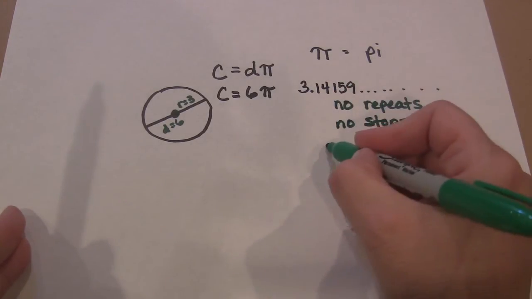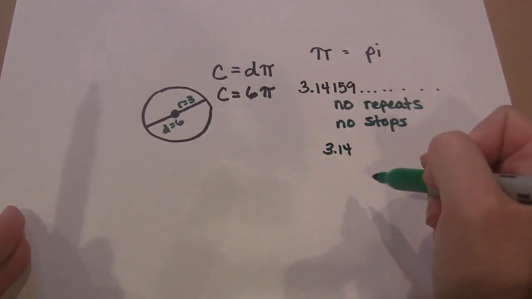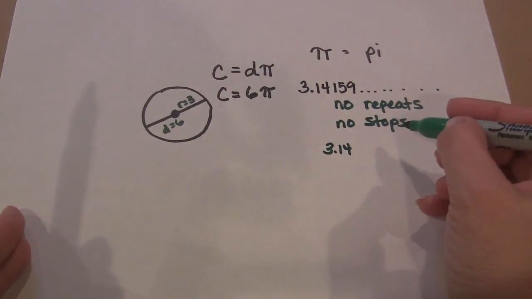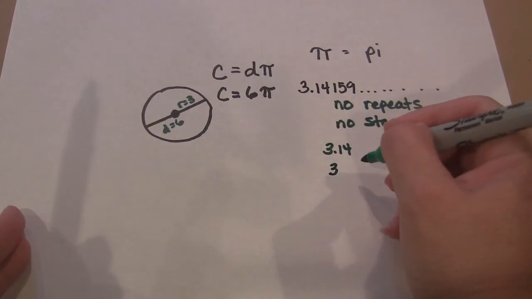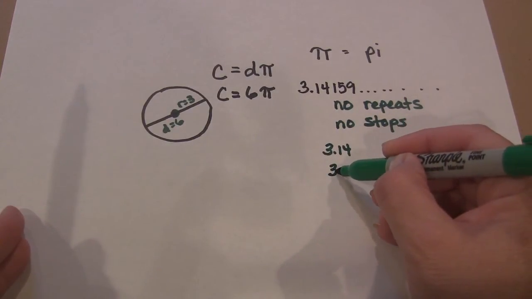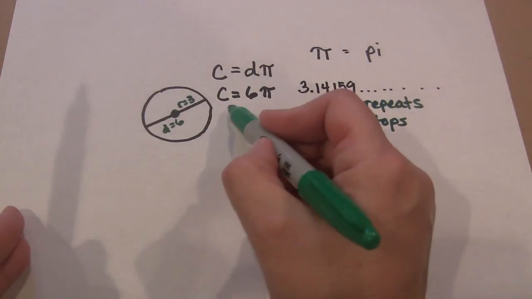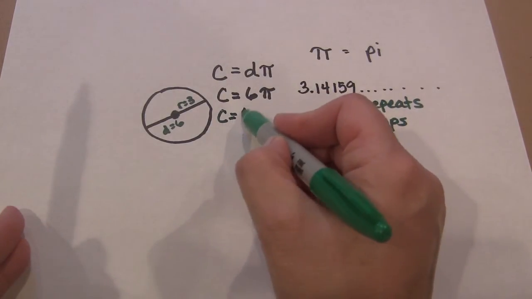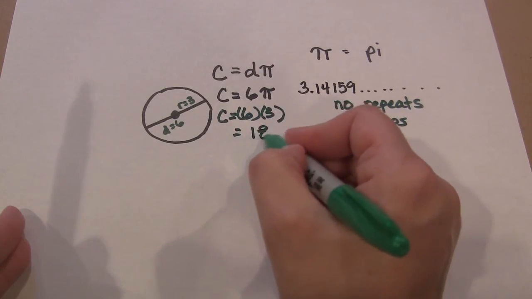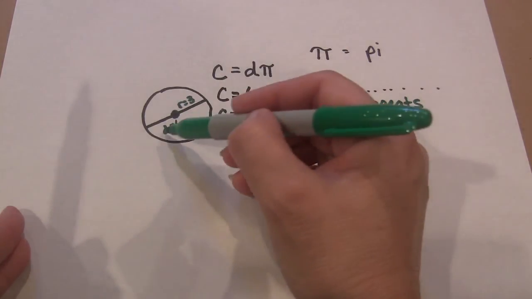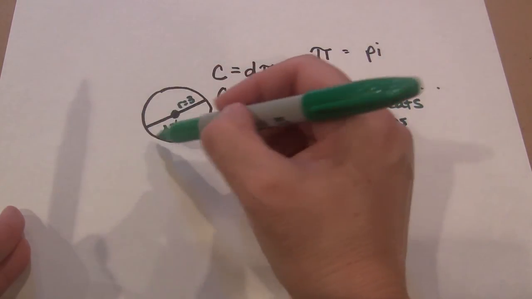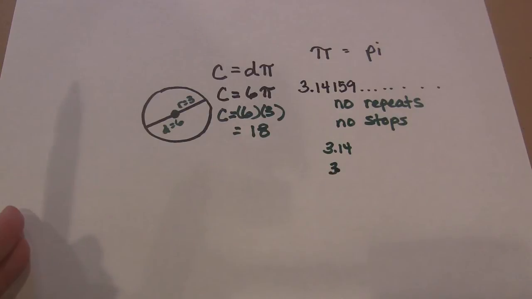Sometimes people use 3.14 as a handy little approximation of what pi is. If you're being really lazy, or if precision is not really required at all, you can just use 3. So here I would say that my circumference is about 6 times 3, which is 18. So if this is 6 inches, my radius is 3 inches, it would take about 18 inches to go all the way around.